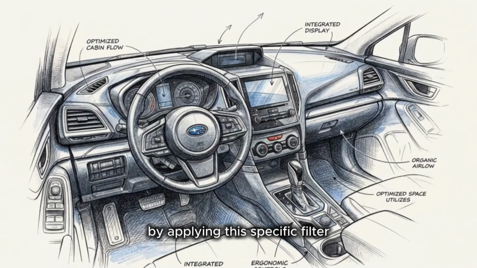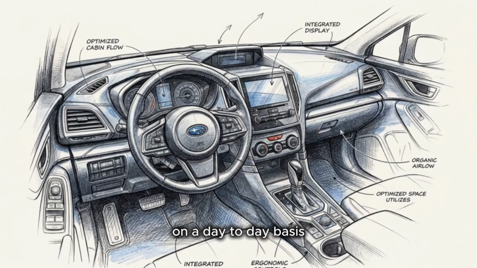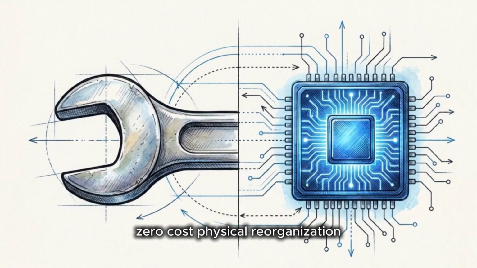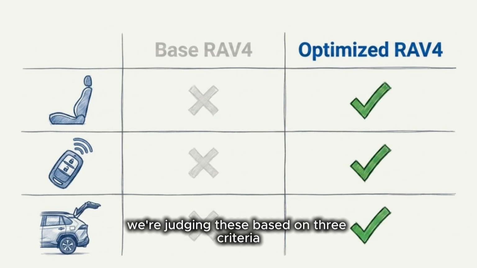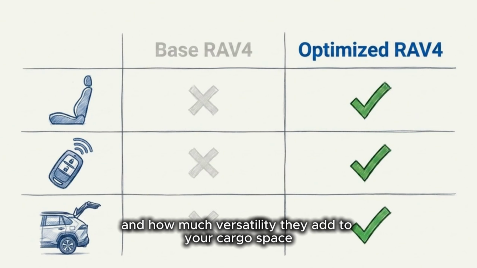By applying this specific filter, we've identified the top 5 adjustments that genuinely change how the vehicle functions on a day-to-day basis. These options fall into 2 distinct groups: zero-cost physical reorganization and tech-enabled software customization. We're judging these based on 3 criteria: how they expand your usable cabin storage, whether they improve remote access, and how much versatility they add to your cargo space.